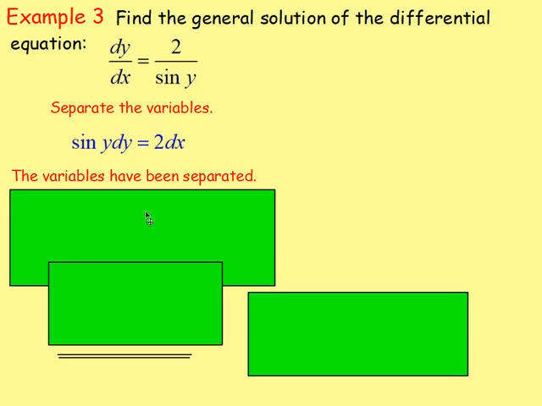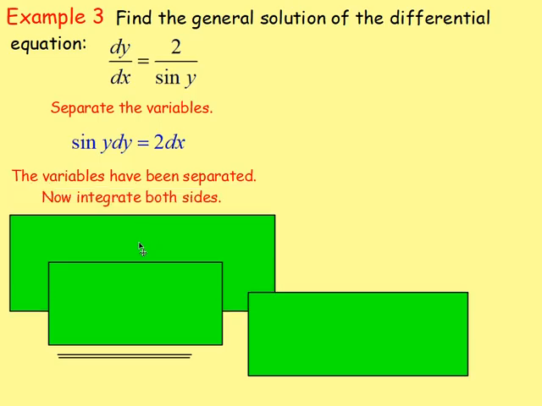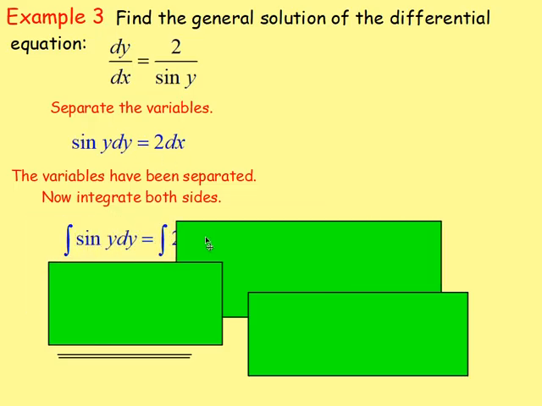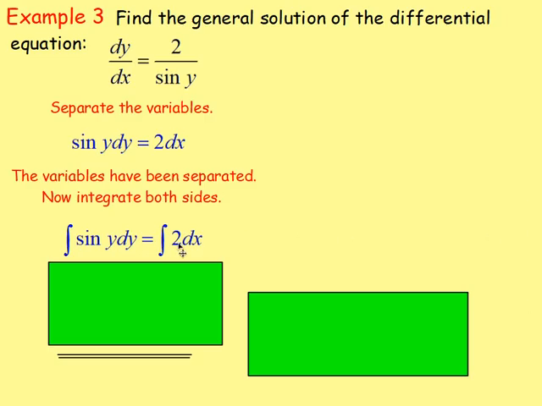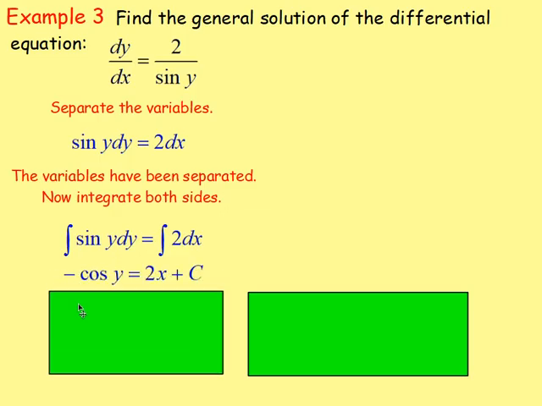From there, we can integrate both sides. So integrate sine y dy, integrate 2 dx, and that is what you will write down. Integrating sine y, that goes to? Brilliant. It goes to negative cos y. Integrating 2, it goes to 2x, and you'd also have your plus c.